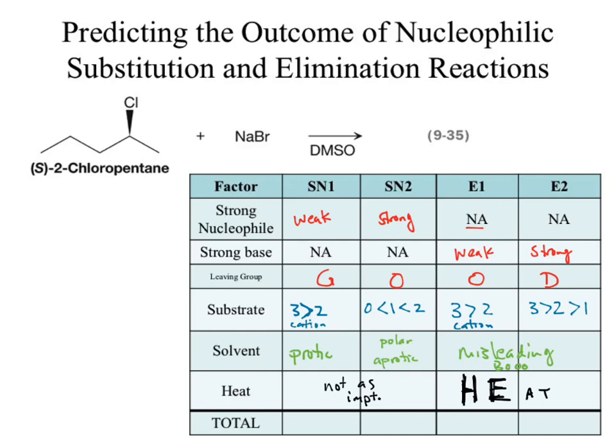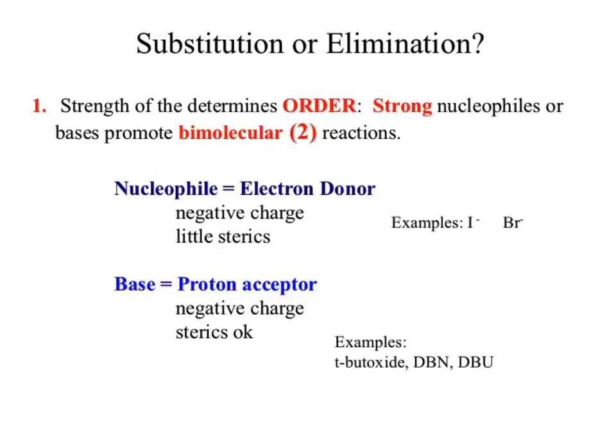Okay. So when we move into that next slide, this is now just breaking them out. The strength of your nucleophile or base helps you decide the order of the reaction. Okay? It's going to be bimolecular if it's strong. If it's a nucleophile, well, then you do substitution. If it's a base, you do elimination. How do you decide between nucleophile and base? It's not charge because they're both negatively charged. It's size.